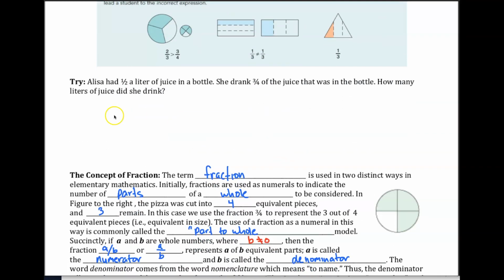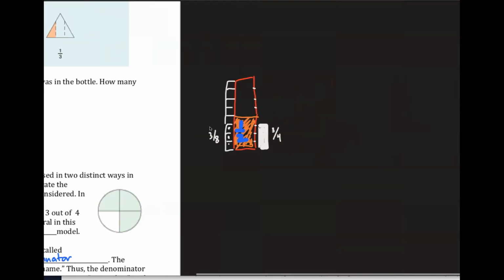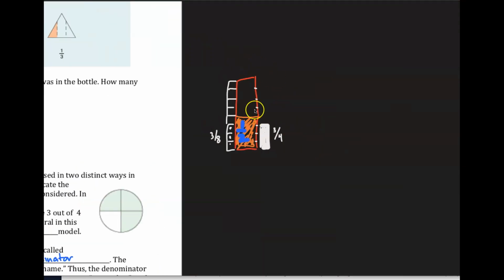The first thing I want you to think about is this situation. Elisa had a 1/2 liter of juice in a bottle. She drank 3/4 of the juice that was in the bottle. How many liters of juice did she drink? You think of calculations and ways to solve it, but the way I want to think about it right now is in terms of a visual.